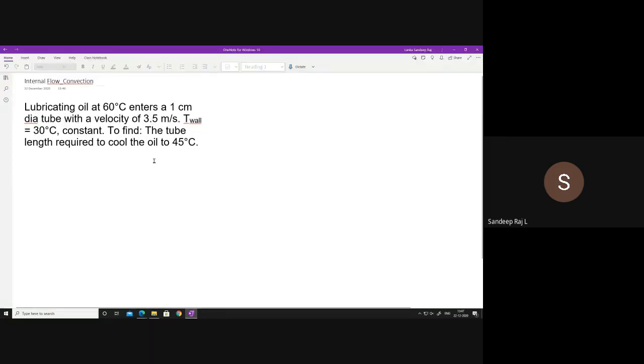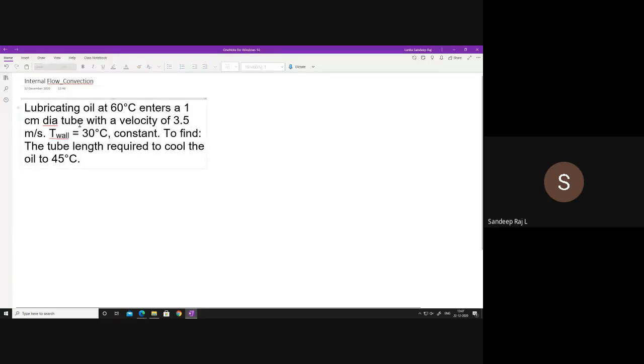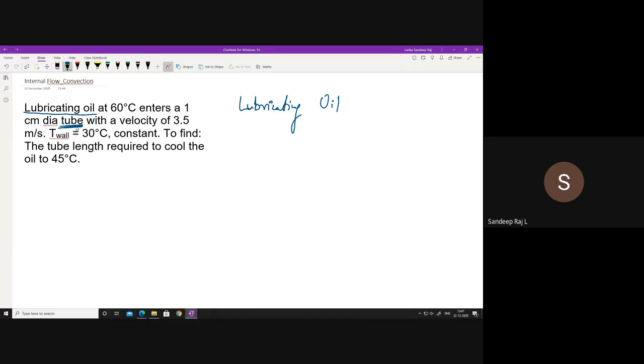As you can see, it's a lubricating oil problem, and the temperature of it is given. The next thing you should identify is that it is an internal flow problem. There is a tube, so it will be an internal flow problem. Once you find that it is an internal flow problem, the next step is to find out the bulk mean temperature. That's what we have to do.